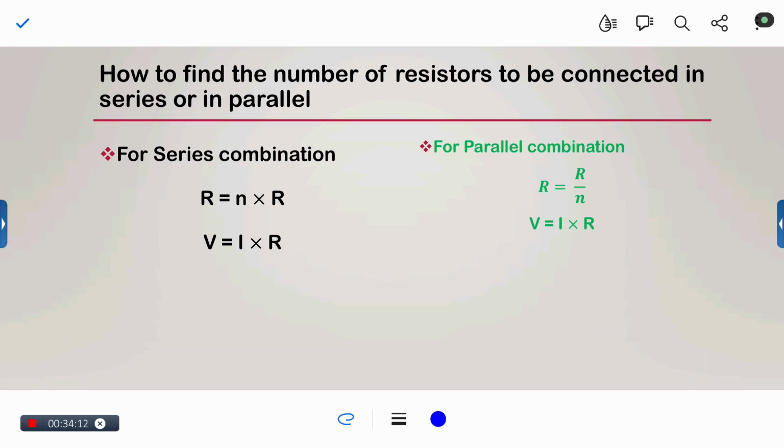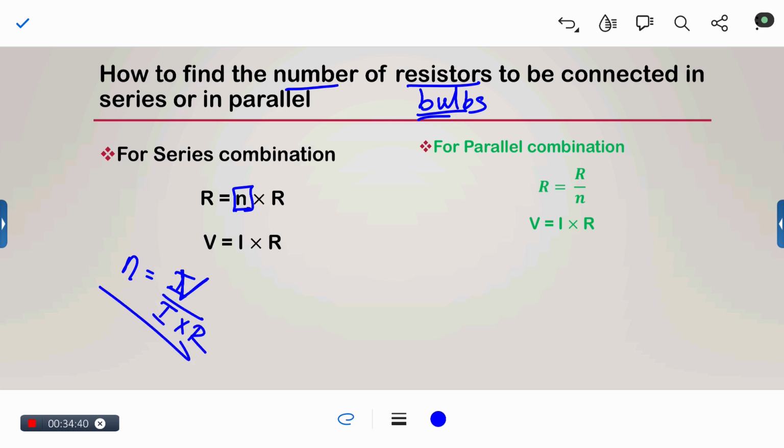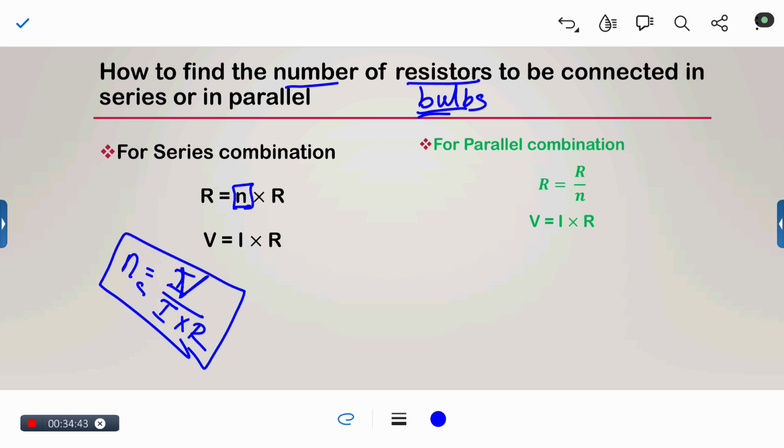Next, one of the important relations: how to find the number of resistors or bulbs that need to be connected either in series or in parallel. Just remember the formula alone. To calculate the number of resistors in series, the formula is N is equal to V by I into R. How do we obtain this? For resistance, we substitute N into R in Ohm's law. So V is equal to I into N into R. If we find N, N is equal to V by I into R.